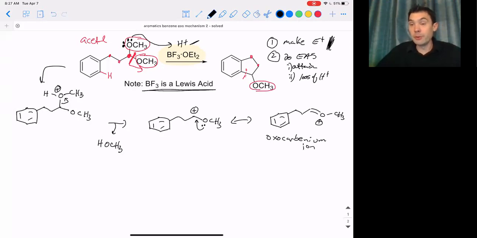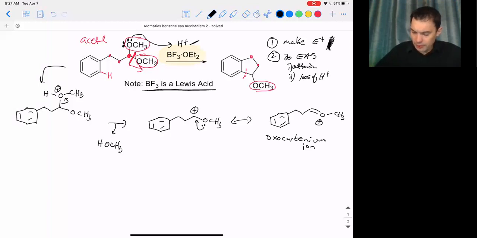It turns out it's a really great electrophile. And for those of you that are interested in learning more about oxocarbenium ions, what I would encourage you to do is go to the index of your book, look up acetal formation, and go look at that section, because that's typically where oxocarbenium ions are really first introduced.